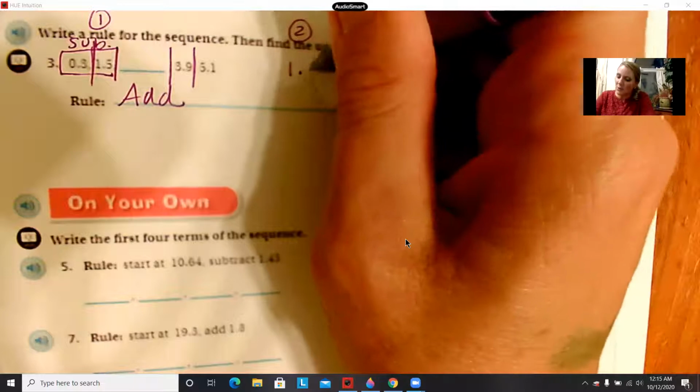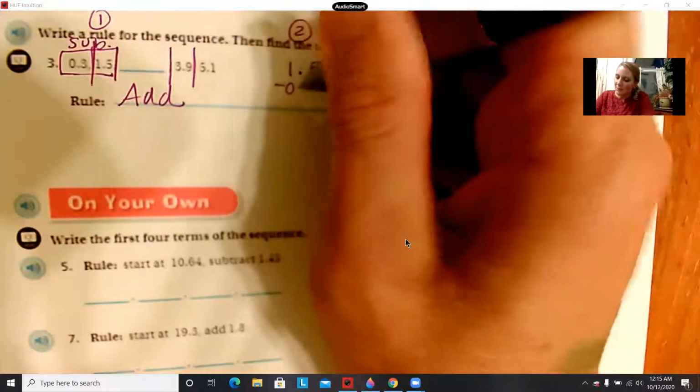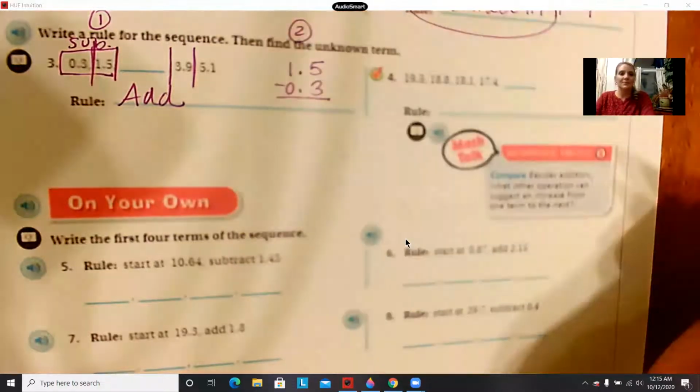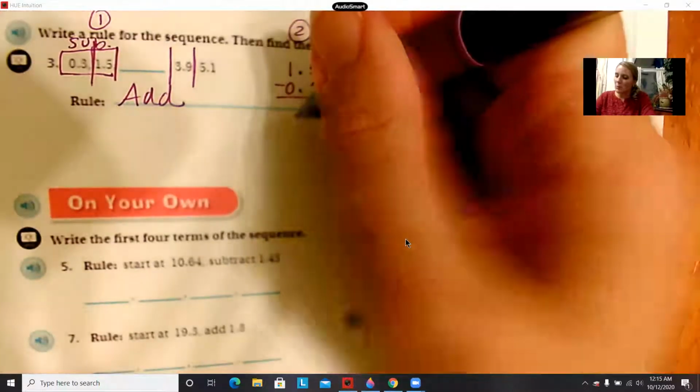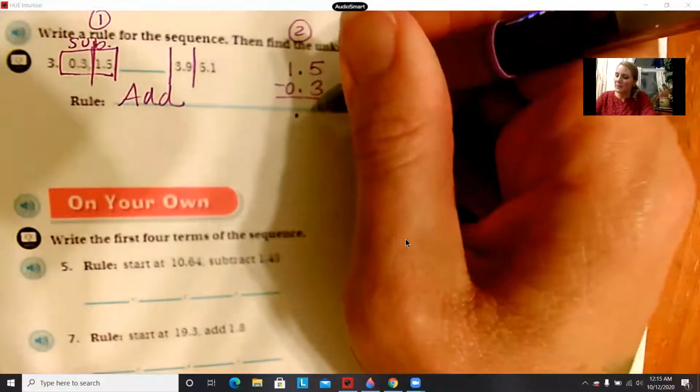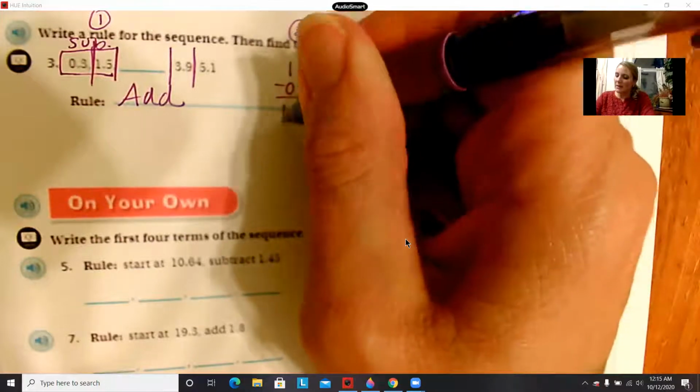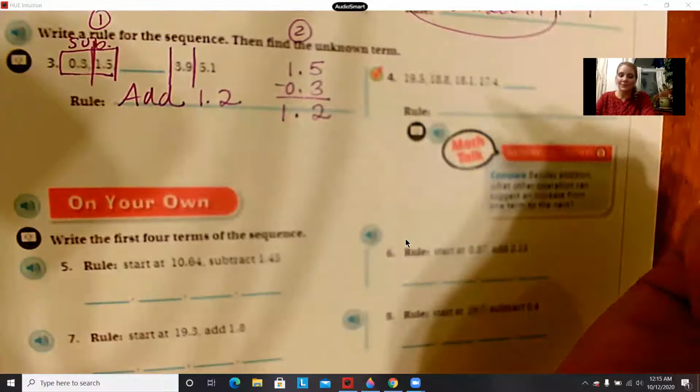Okay, when I subtract, the largest number goes on the top, so 1 5/10 minus 3/10. Let's subtract them, get that decimal point down there. 5 minus 3 is 2, and 1 minus nothing is 1. So my rule is to add 1 2/10.